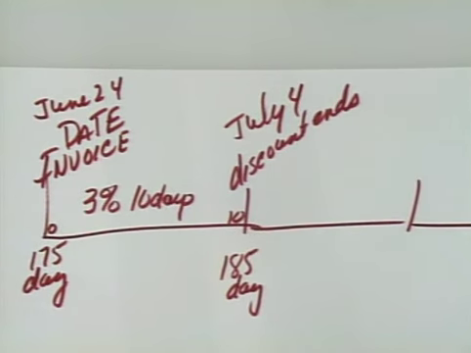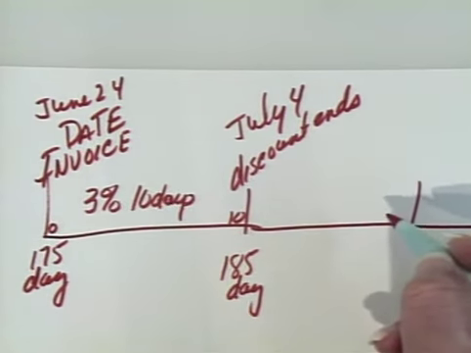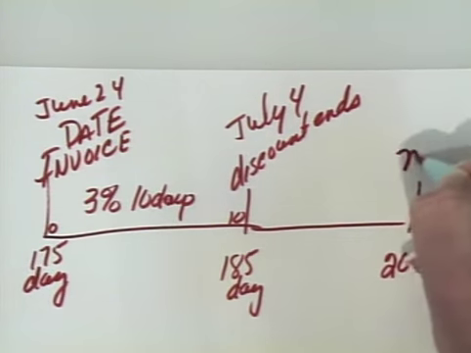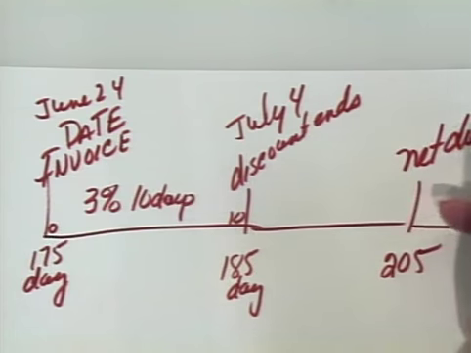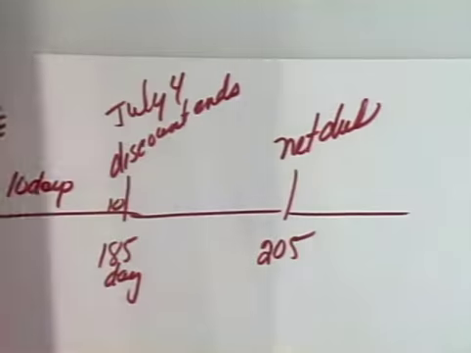Okay. The net is due 30 days from the invoice date. So I take 175 and I add 30. Okay. And what do I get? How many? 205 is when the net is due. Terrible sloppy writer. So I need to go back to the table of days.